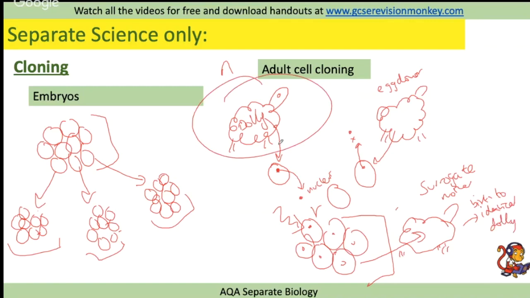Basically, you can think about it like therapeutic cloning from paper 1. But rather than leaving it at the embryo stage, we're going to implant it in a surrogate mother and allow it to develop into a full animal. So that's the extra little bit.